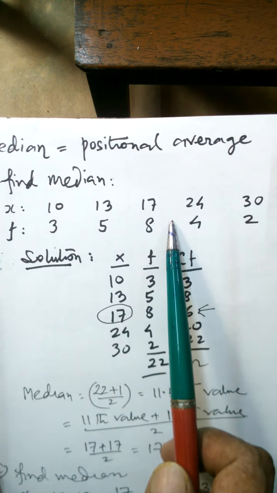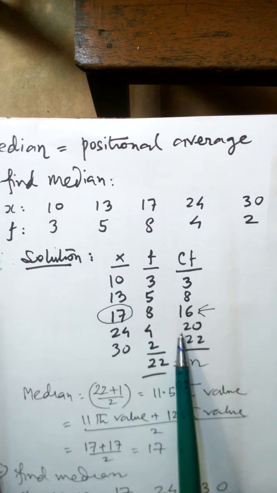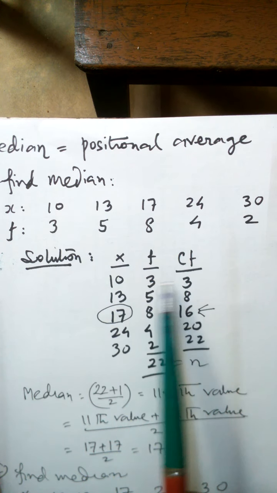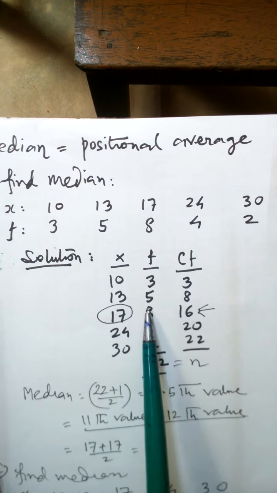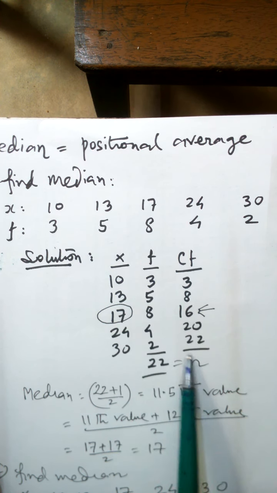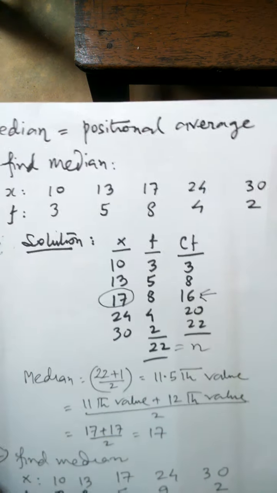First of all, you find the cumulative frequency of the frequencies given. That is 3, then 3 plus 5 is 8, then 3 plus 5 plus 8 is 16, then 16 plus 4 is 20, and 20 plus 2 is 22. Total frequencies, n, means 22. Now what is median?